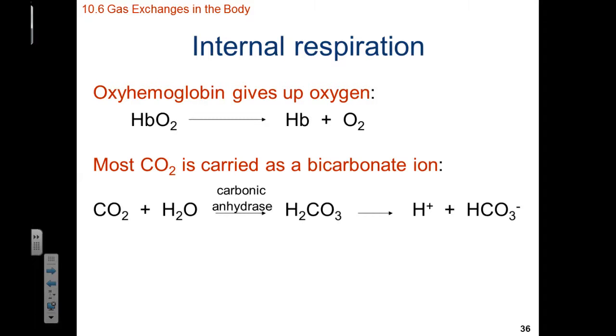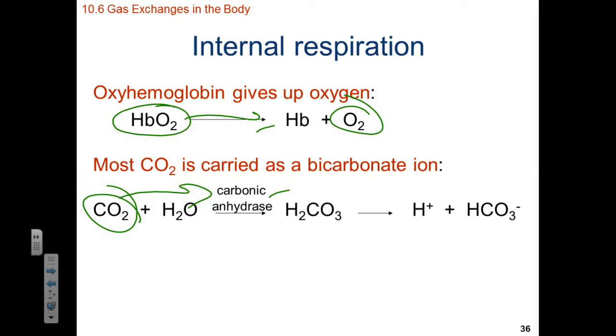And in those situations, during internal respiration, oxygen leaves the hemoglobin and is sent into the blood and then goes to the tissue. And during internal respiration, carbon dioxide is combined with water to turn into carbonic acid, which then turns into a bicarbonate ion.